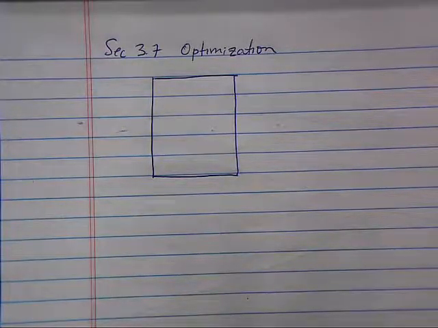Section 3.7 is about optimization. What's optimization? Making something as absolutely big as you can. In this case, what we did just a minute ago, we wanted to make the biggest possible box. So optimization can be finding the absolute maximum, or optimization can mean finding the absolute minimum.